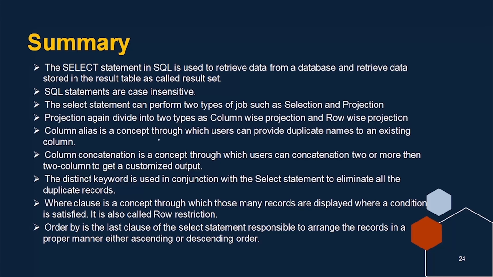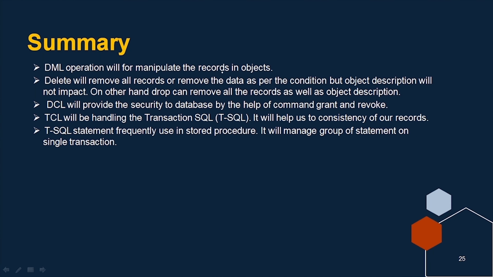Column alias is a concept through which a user can provide alternate names to an existing column. Column concatenation is a concept through which users can concatenate two or more columns to get customized output. The distinct keyword is used in conjunction with the select statement to eliminate all duplicate records. The where clause displays only those records where a condition is satisfied. It is also called row restriction. Order by is the last clause of the select statement, responsible for arranging the records in a proper manner, either ascending or descending order.